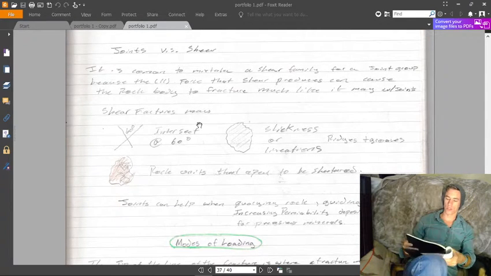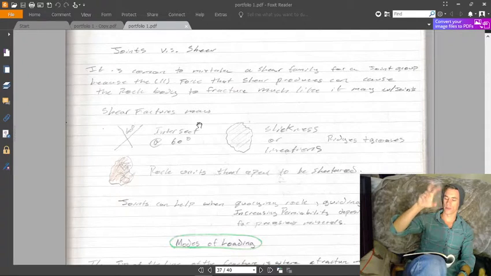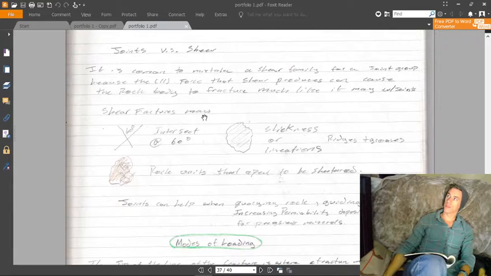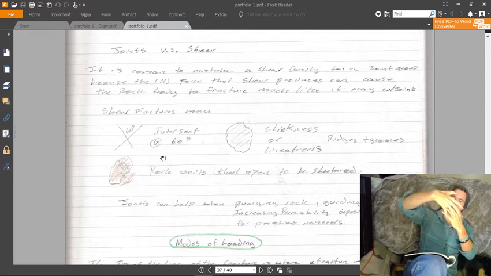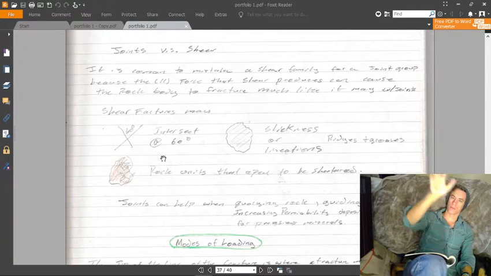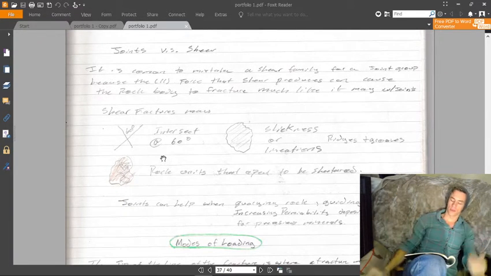So joints versus shear. It's a common mistake to mistake a shear family for a joint family because they both have a lot of parallel lines within them. But you have to have a fracture to create a joint. If you see a bunch of lines on a rock, you might think, oh well, that might be joints, but they're probably just slickenlines, which look like somebody dragged their fingers in the mud, just lightly over and over again. It was where one rock slid past another and made that surface.